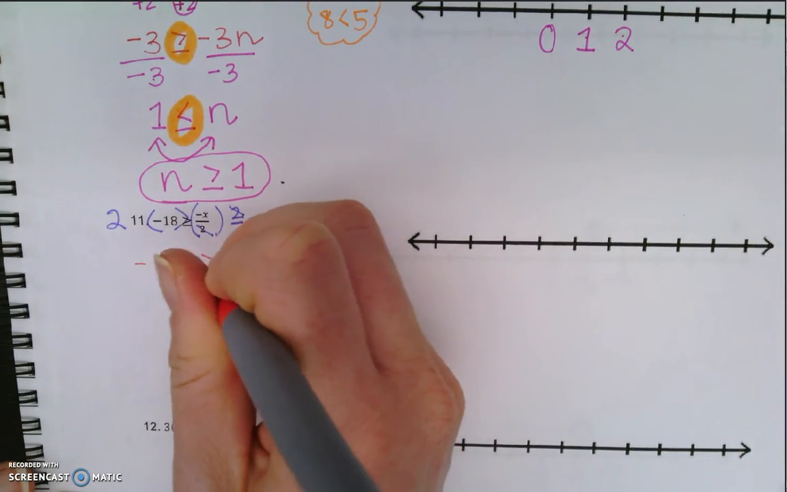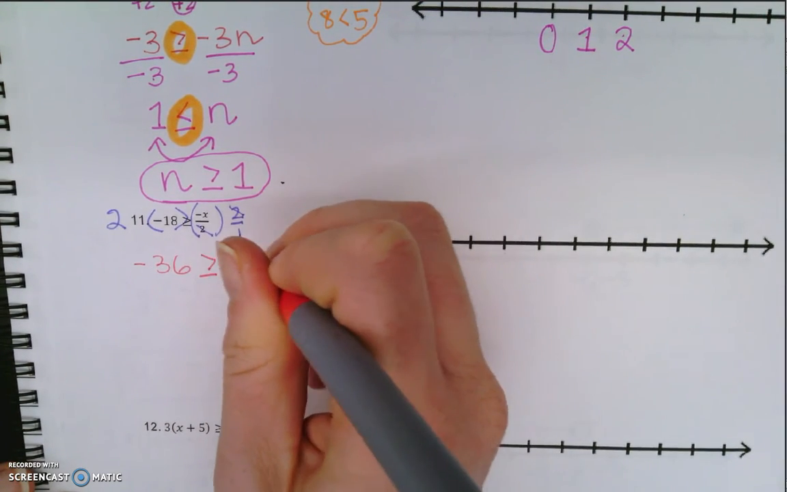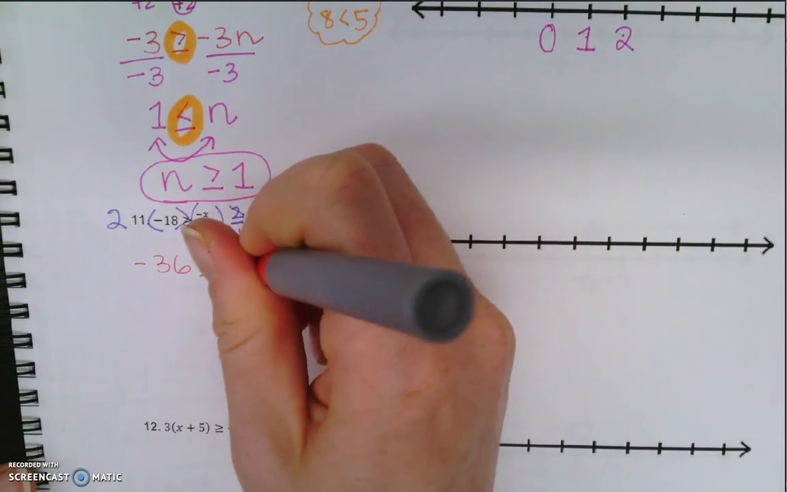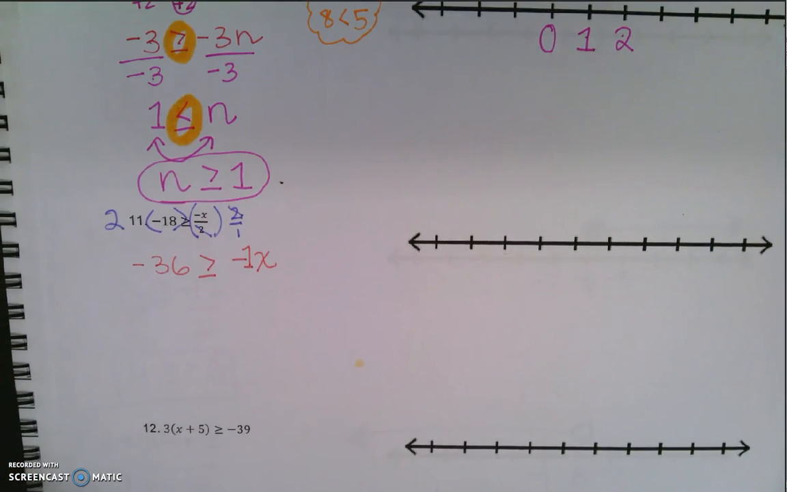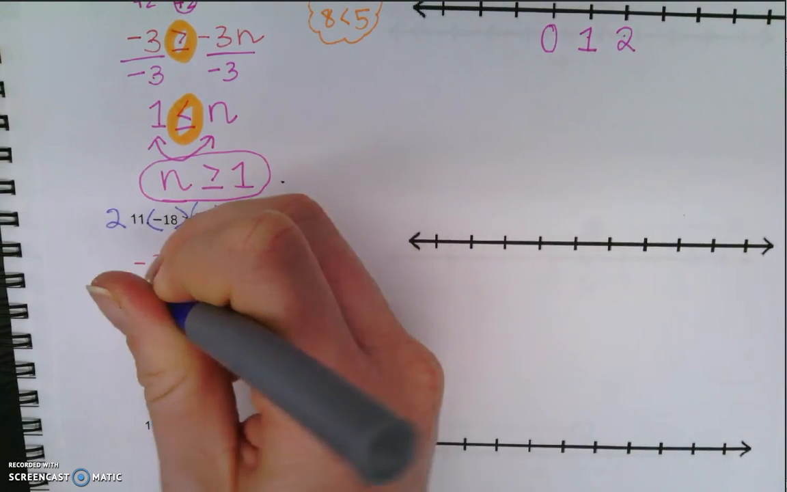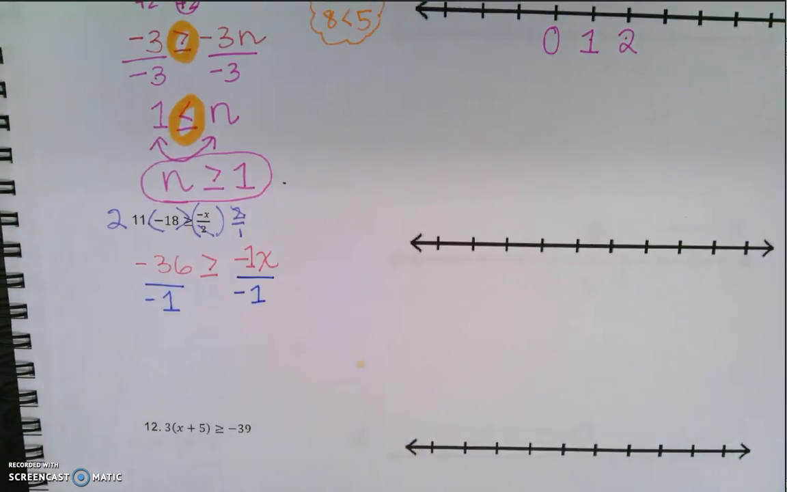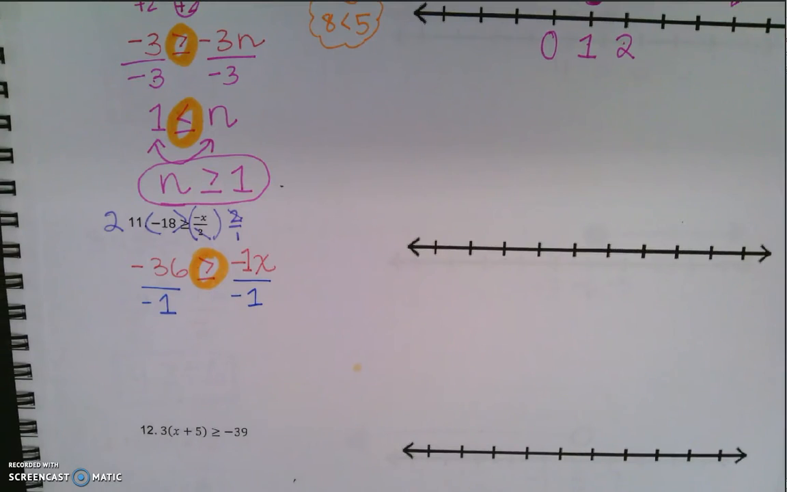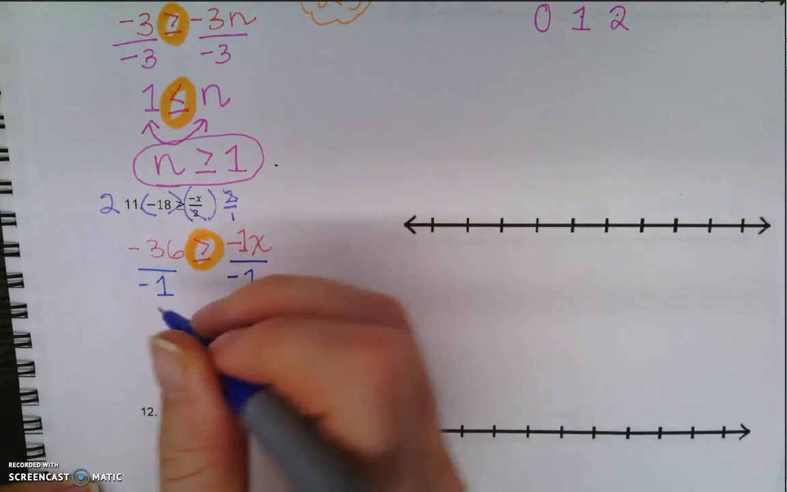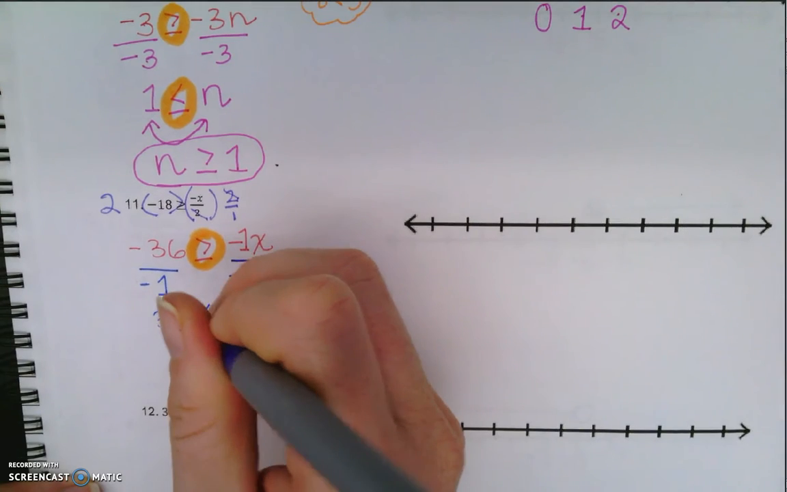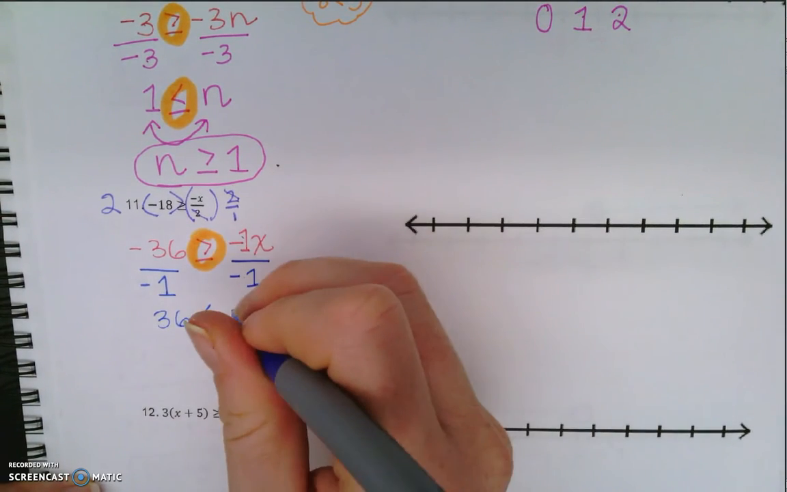Negative 36 is greater than or equal to negative x. You can think about this negative x as a negative 1x. So to undo multiplying by a negative 1, we're going to divide both sides by a negative 1. Don't forget, we divided both sides by a negative. What do we need to do? Flip our symbol. From here, negative divided by negative is a positive, 36. Don't forget to flip your inequality symbol. Less than or equal to, negative divided by negative is a positive.